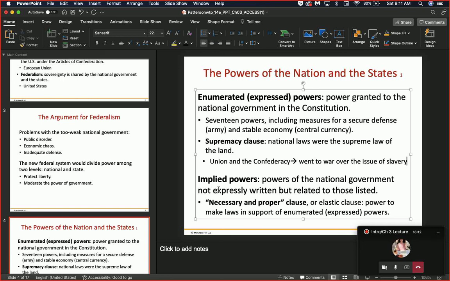So we have these implied powers. So basically this is something that makes it so that the national government from time to time can state that they have a power that's not expressly stated in the Constitution. Okay, so it's something that they think the Constitution implies. And they justify this through the necessary and proper clause, something also known as the elastic clause.